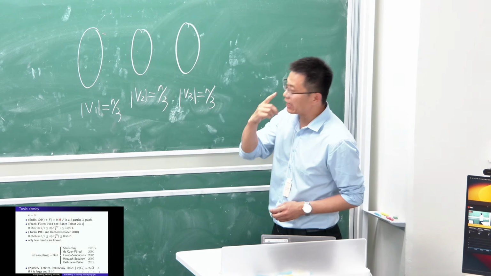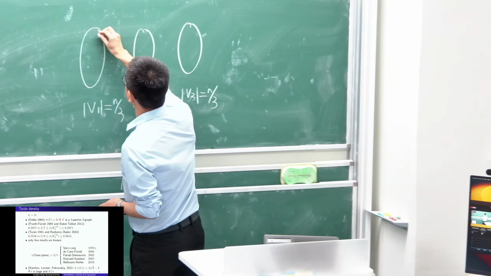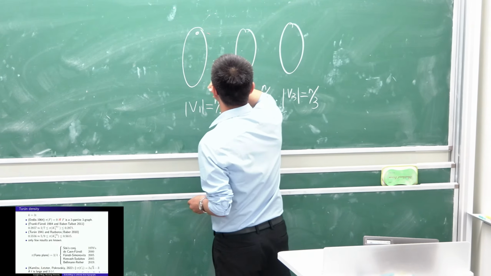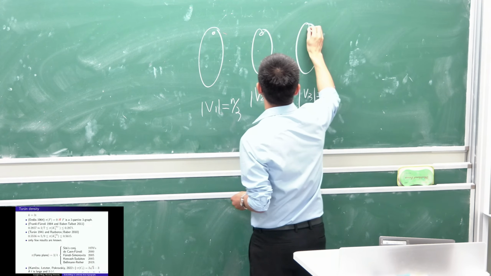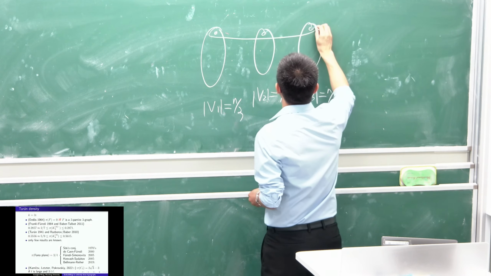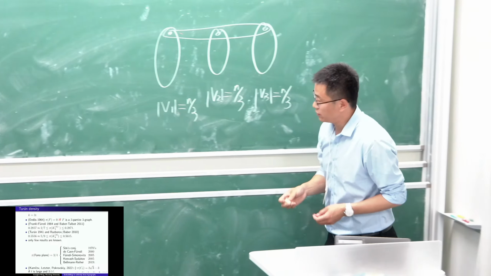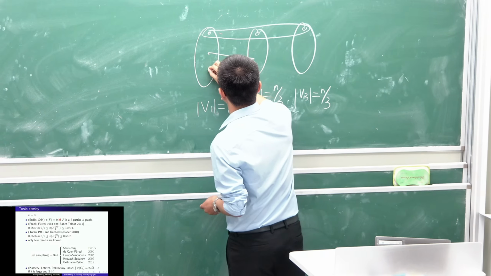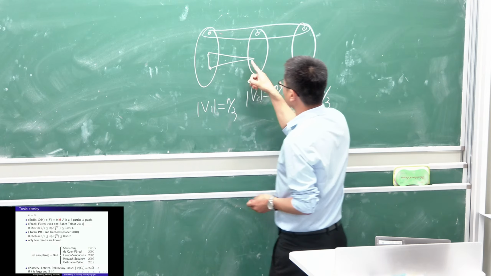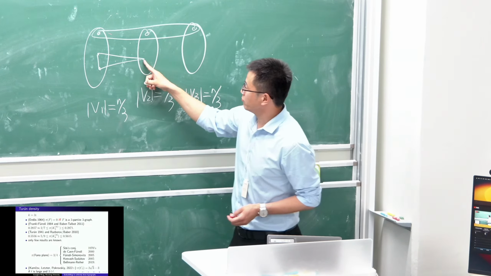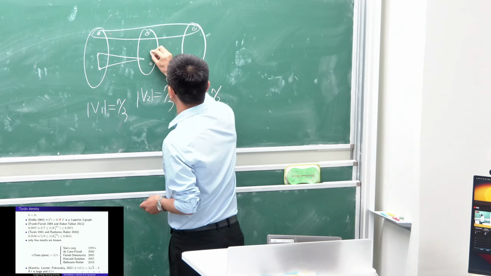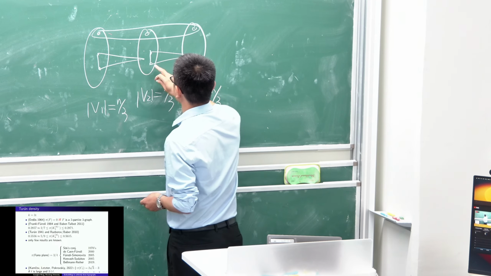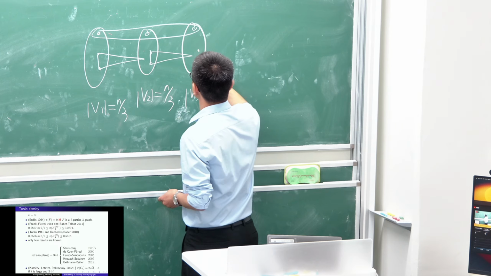So there are 2 kinds of edges. One kind of edge meets each Vi in exactly 1 vertex, and another kind is something like this. We use 2 vertices in V1, 1 vertex in V2, 2 vertices in V2, 1 vertex in V3, and so on.